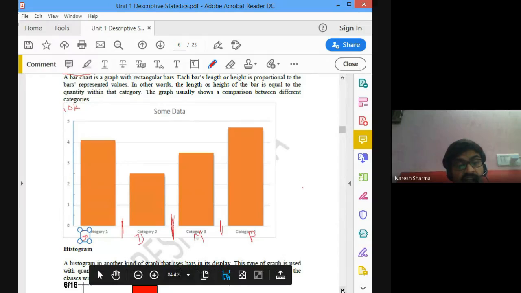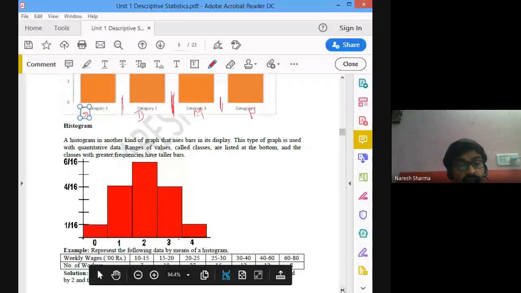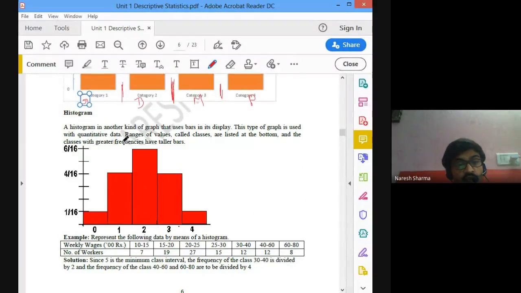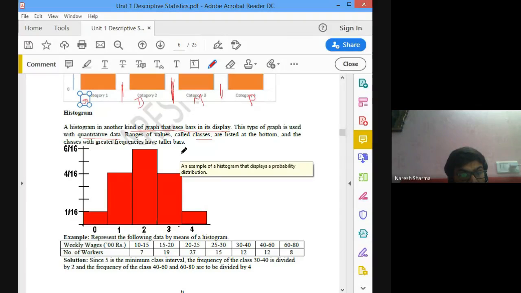Similarly, we have another category that is called the histogram. A histogram is another kind of graph that uses bars in its display. We use it for quantitative data, with ranges called classes. So one example we are discussing here. Suppose we have some data here.